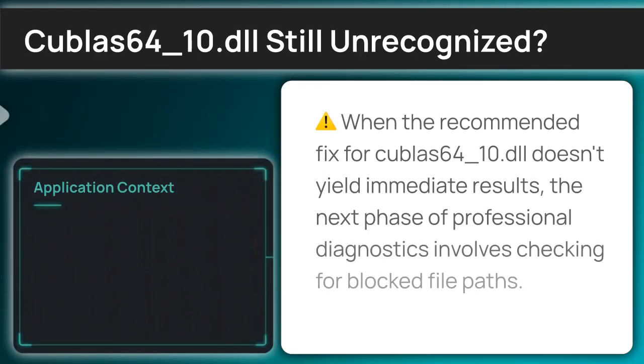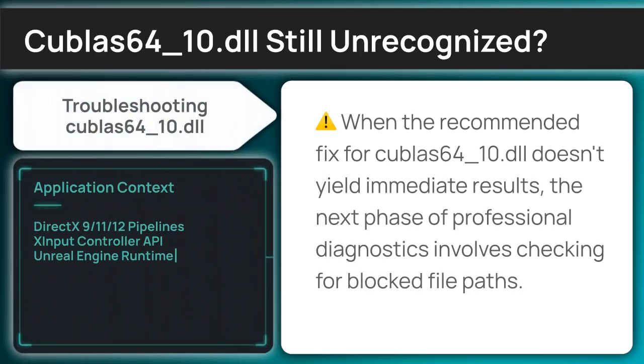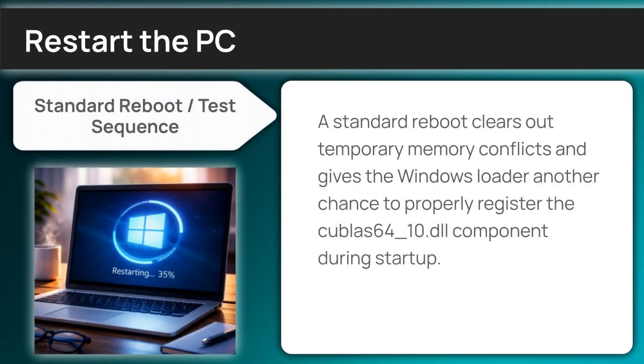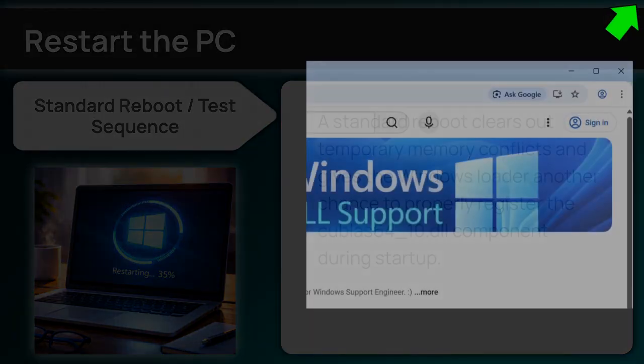In cases where the official installer remains ineffective, we must escalate to a manual review of your system's active runtime state. A standard reboot clears out temporary memory conflicts and gives the Windows loader another chance to properly register the CUBLAS64 component during startup.